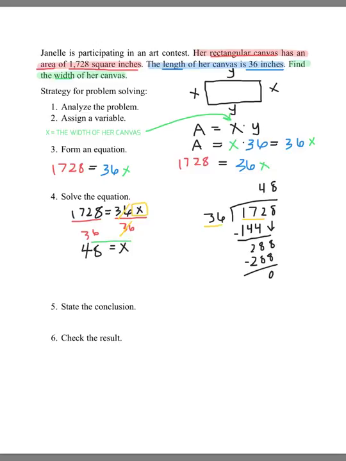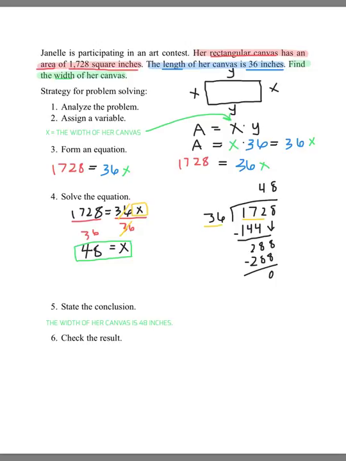So now we know the value of x. So let's go ahead and state the conclusion clearly. Keep in mind that the question was, what is the width of our canvas? So we'll go ahead and state it as the following. So we'll have that the width of our canvas is 48 inches. So now what's left to do is we have to check the result.